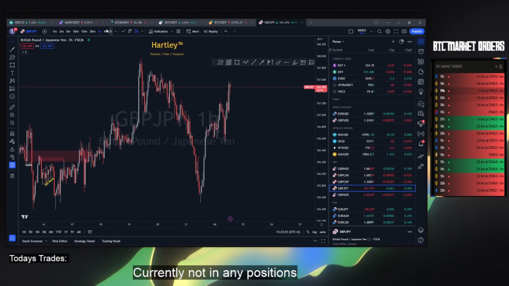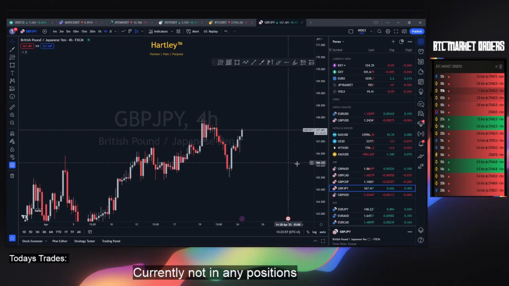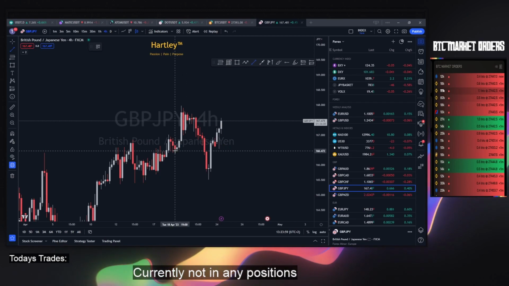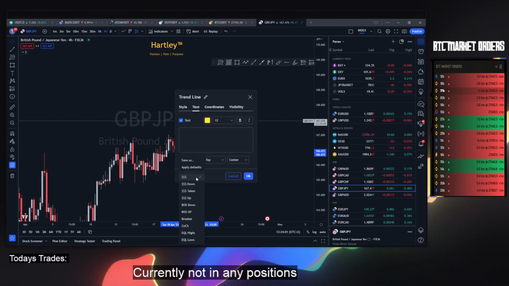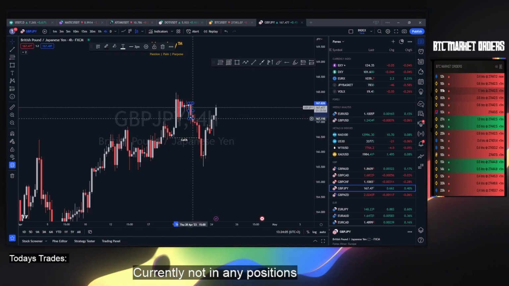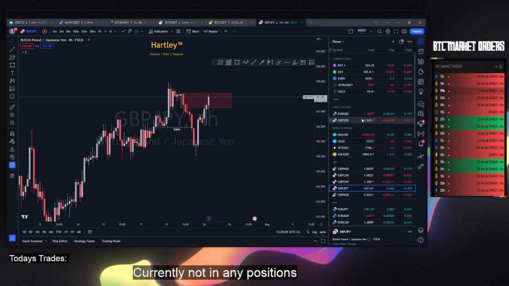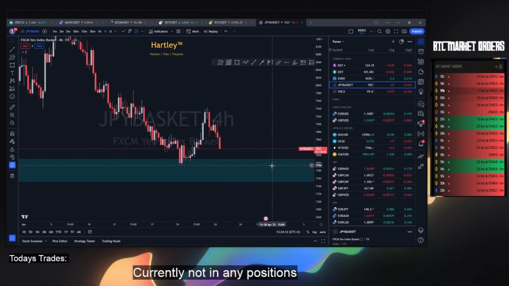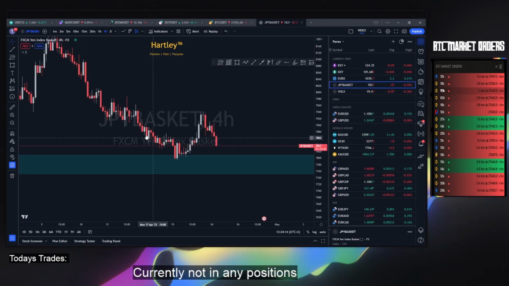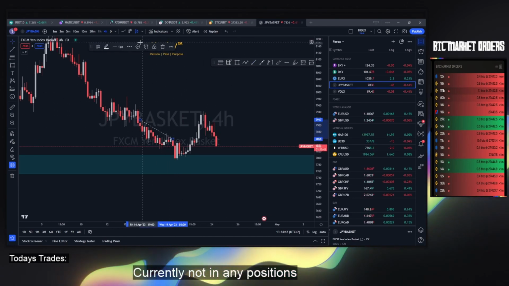GBP JPY, go 4 hour. You can see over here, this is where it got a bit interesting, right? We have a 4 hour change of character on GBP JPY, and we have this area here in which we can look for shorts. But the only problem, let me just check the JPYX real quick. See, the only problem here is that the JPYX just cleared liquidity, right? We just cleared all of that liquidity to the upside.